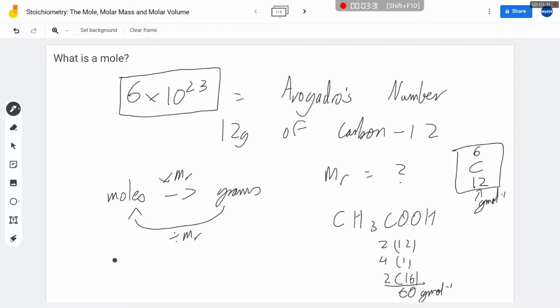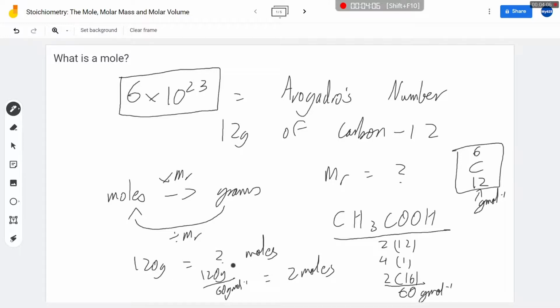So let's do an example. Let's say, just to make it very easy, we have 120 grams of our ethanoic acid here, this compound here, okay? If we have 120 grams of that, how many moles do we have? And so we look at our equation over here. To go from grams to moles, we want to divide by the relative molecular mass, okay? And so if we take this 120 grams and divide by 60 grams per mole, we find out we have 2 moles of it, okay? Relatively straightforward, relatively simple.